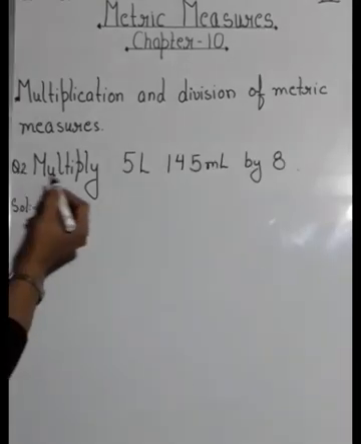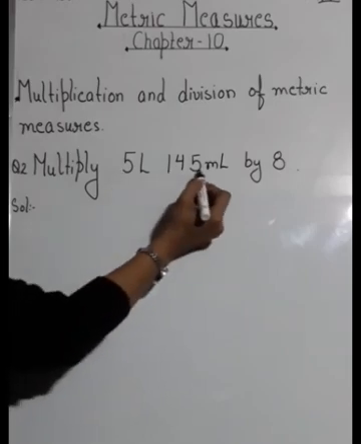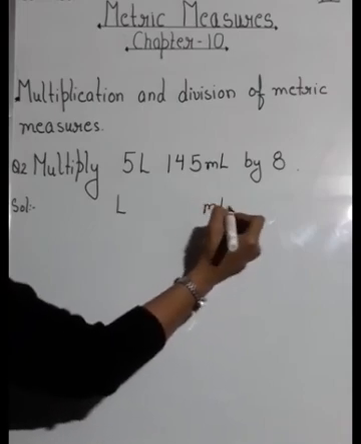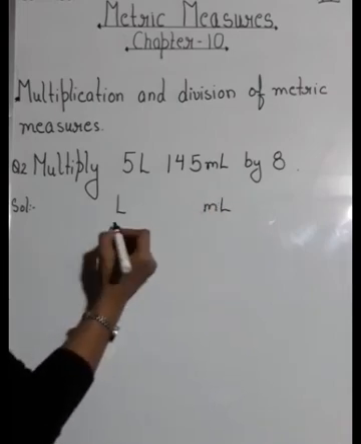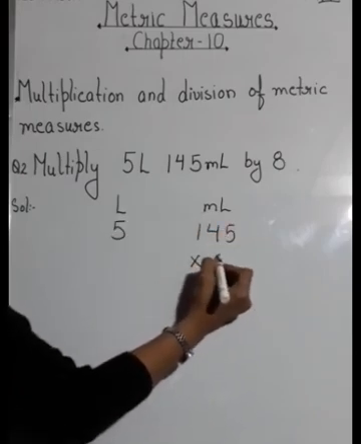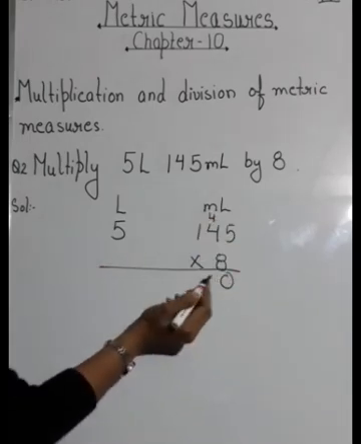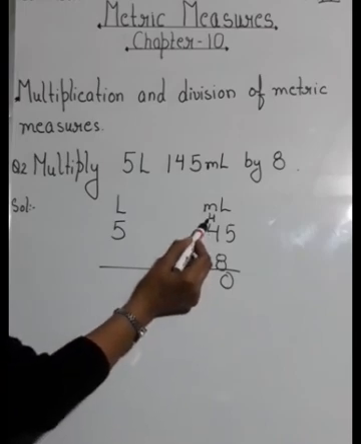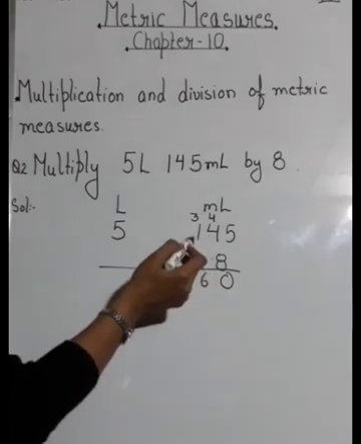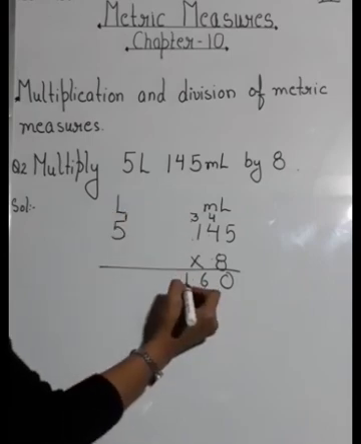Okay. We will do one more question based on your multiplication. So question number two is multiply 5 liter 145 milliliter by 8. So make two columns, one of liter, another one of milliliter. Okay, so you have to multiply them by 8. Now 8 5s are 40, 4 carry, 0 will be written here. 8 4s are 32, 32 plus 4 will be 36, 3 carry, 6 will be here. 8 1s are 8, 8 plus 3 will be 11. So carry goes 1 over here and 1 I have written here.